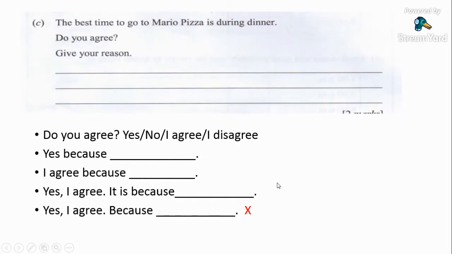It is because, okay, acceptable. But don't ever answer yes, I agree because. You cannot start a sentence with the word because. Okay, because is a conjunction. You cannot start with a conjunction. So you should put the word it is because.